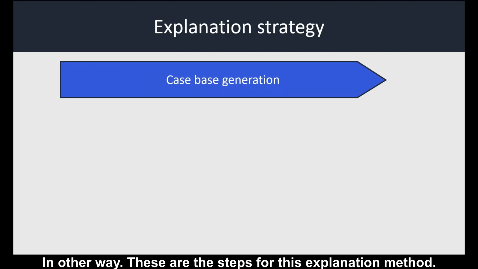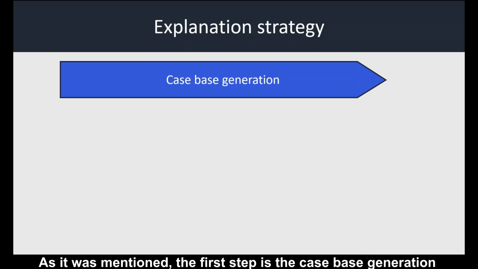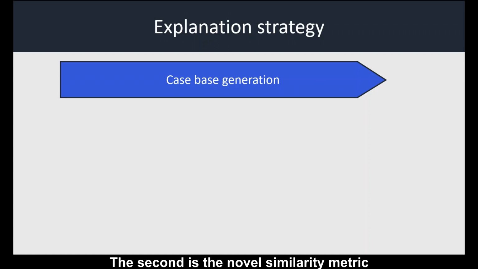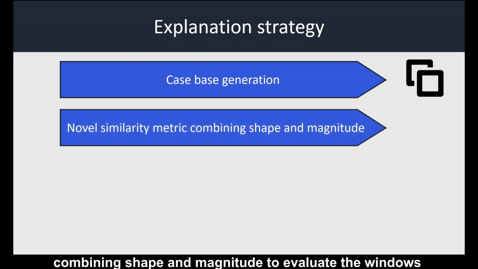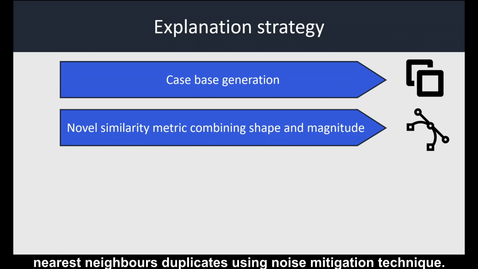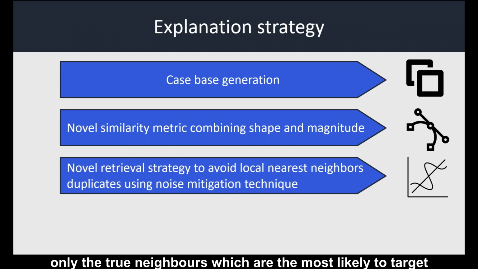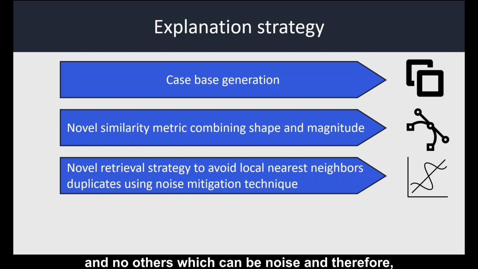In other words, these are the steps for this explanation method. As it was mentioned, the first step is the case-based generation. The second is the novel similarity metric combining shape and magnitude to evaluate the windows. The third step is the retrieval strategy to avoid local nearest neighbors duplicates using a noise mitigation technique. This is so important because it allows retrieving only the true neighbors, which are the most likely to the target, and no others which can be noise and therefore cause a bad result for the explanation. And the last step is the generic visualization method to explain results to users through explanation by example.